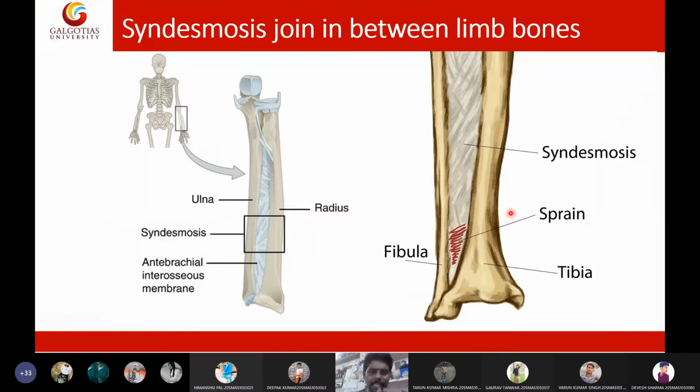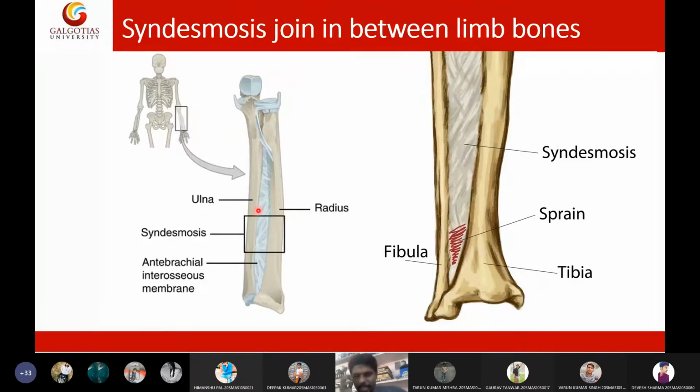Then the second one is syndesmosis. Syndesmosis is a fibrous tissue present in between the bones, in between the radius and ulna of the forearm and the fibula and tibia of the leg. So both the hand and leg bones are interconnected by the syndesmosis joint. This syndesmosis is a fibrous material present in between the radius and ulna, and the fibula and tibia, the bones of the legs and the hands.